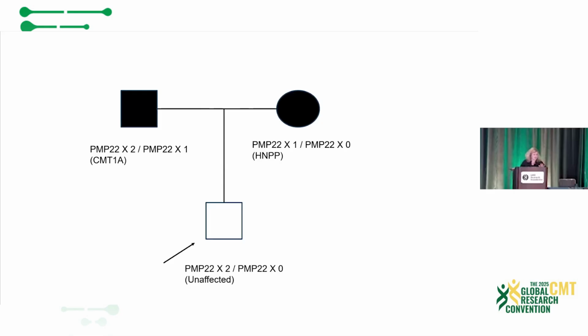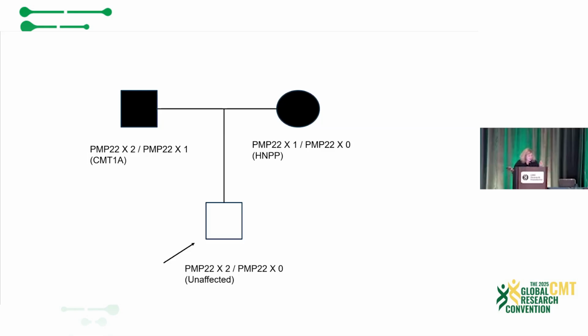Everyone follow that? And then their partner has HMPP. So they've only 1 copy of PMP22. They've 0 on one chromosome and 1 on the other. And one of their children inherited the 2 copies from one parent and the 0 copy from the other parent. And they had 2 copies. And although the 2 copies came from one parent, they're completely normal. So it doesn't matter where you get the copy of the gene from, you can be completely normal.